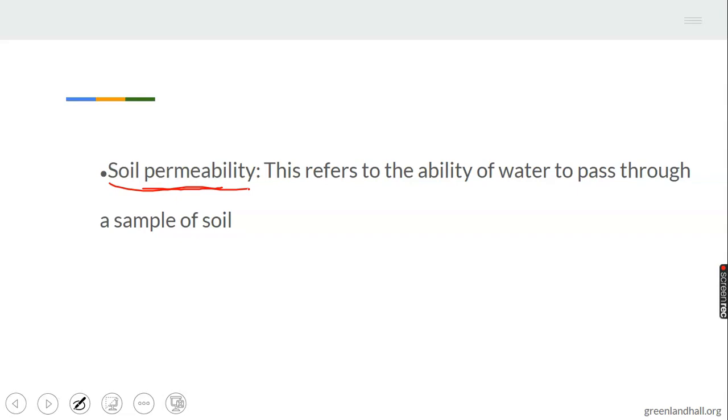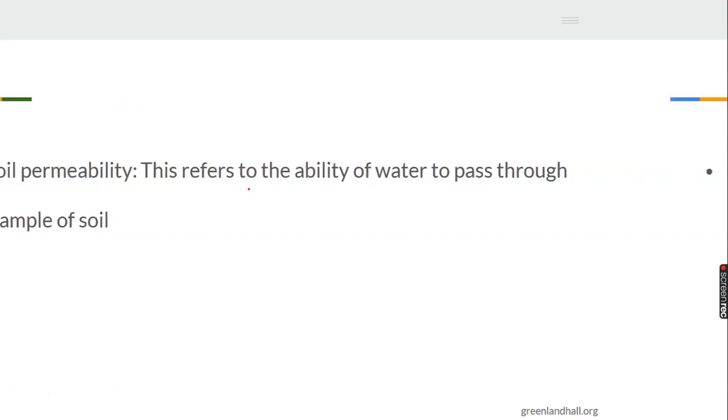Porosity: sandy soil is more porous, has large pore spaces than any other form of soil. In terms of permeability, sandy soil as well absorbs water easily, is more permeable. Let's take note of that. It is the ability of water to pass through a sample of soil. Water can easily pass through sandy soil than clay soil.